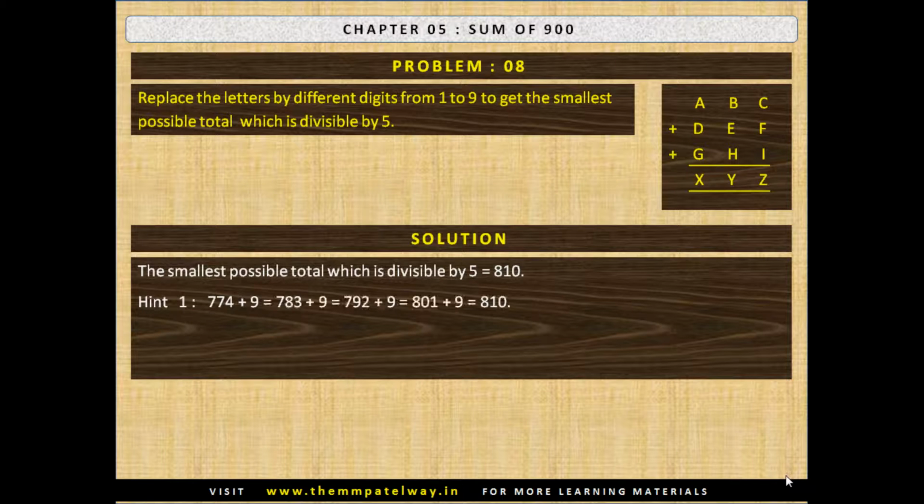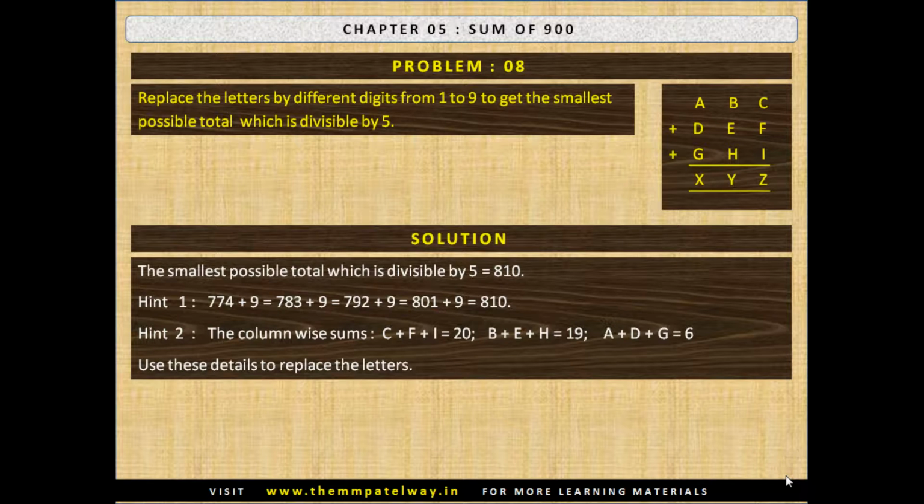The second step will be to find out various solutions. For this, the column wise sums will be C plus F plus I will be equal to 20, B plus E plus H will be equal to 19, and A plus D plus G will be equal to 6. Now the column wise totals can be used to find out various possible answers.